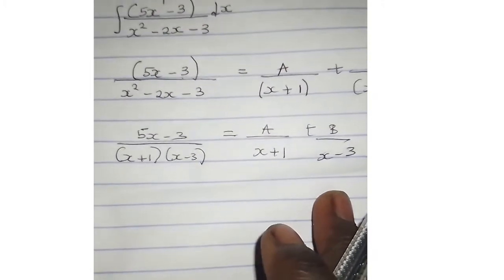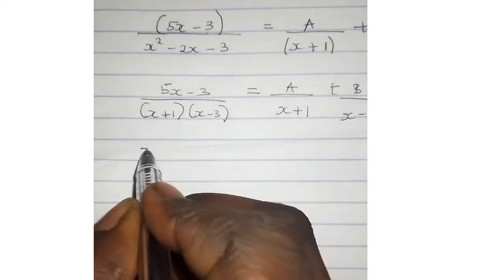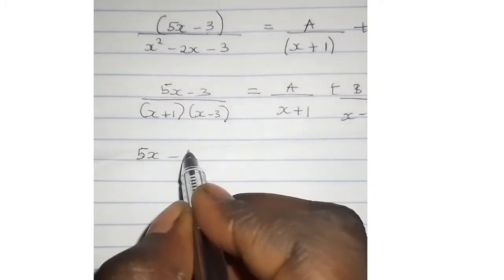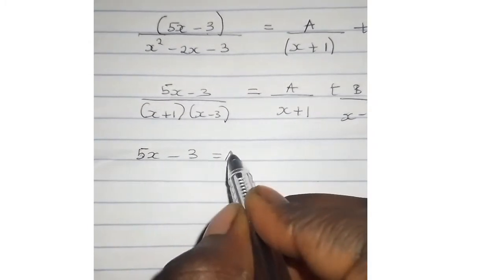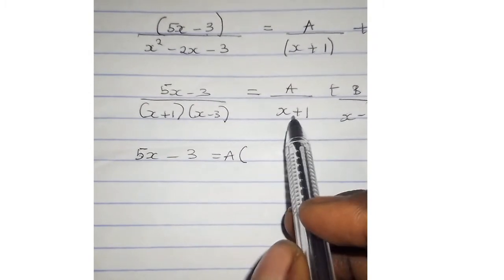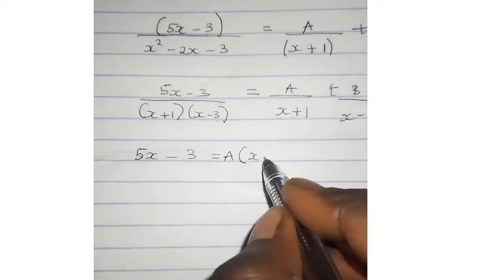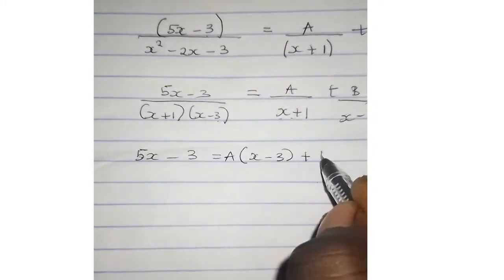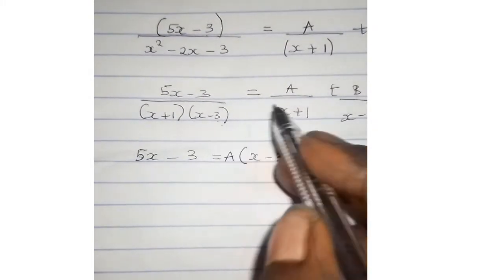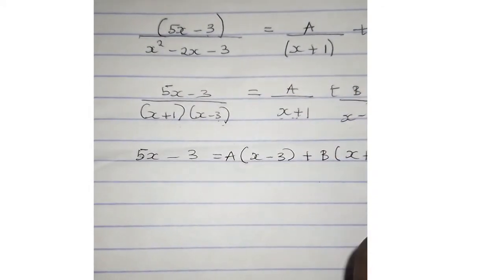So in this case, we're just going to have 5x minus 3, which is equal to a. When we multiply through by the denominator, this is going to cancel this. So we're just going to have this left. So we're going to have x minus 3 plus b. This is going to cancel this, so we're just going to have x plus 1 left. So we're going to have x plus 1.